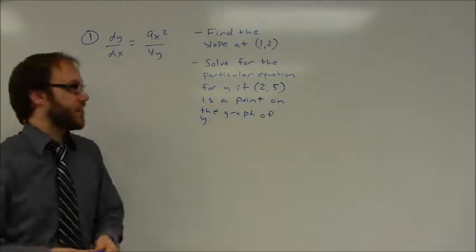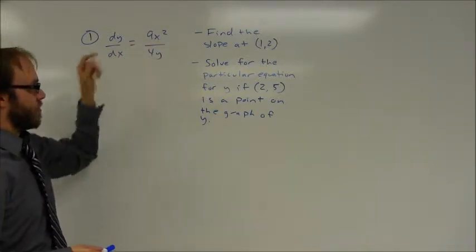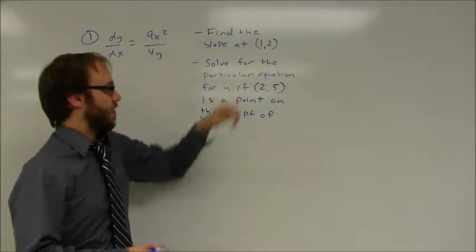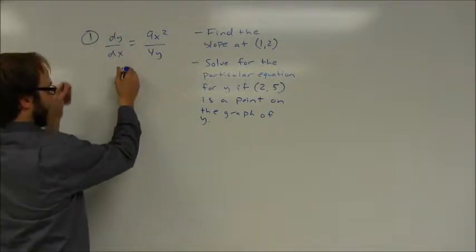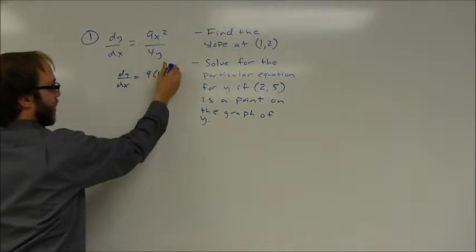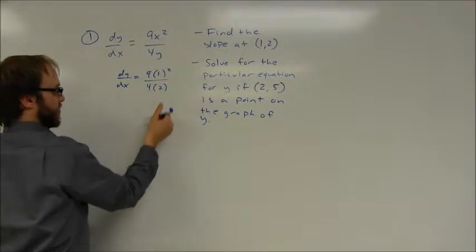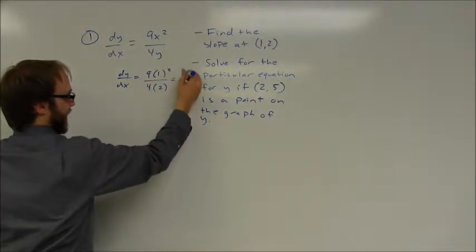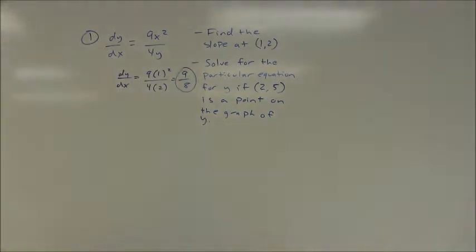Remember, this is just saying the derivative is 9 times the x value squared divided by 4 times the y value. So if I'm trying to find the slope of the original function at (1, 2), I can literally just substitute that in. So dy/dx is equal to 9 times 1 squared over 4 times the y value of 2. And of course that's going to work out to be 9/8. So it can be relatively quick and relatively easy.